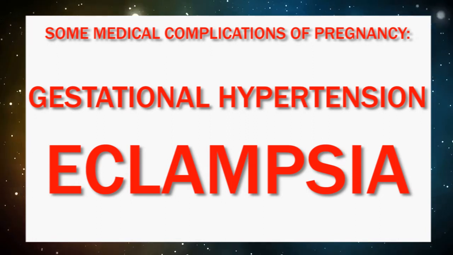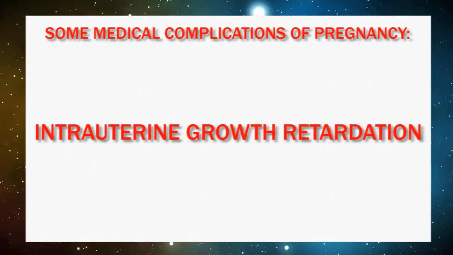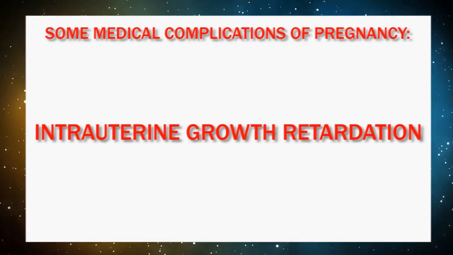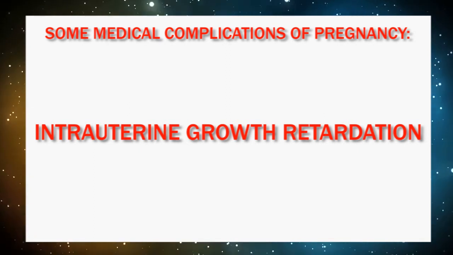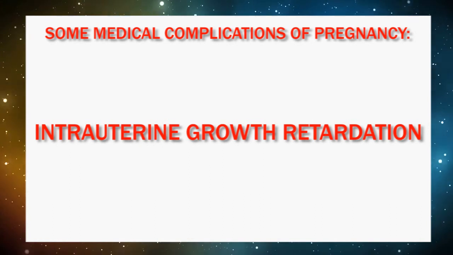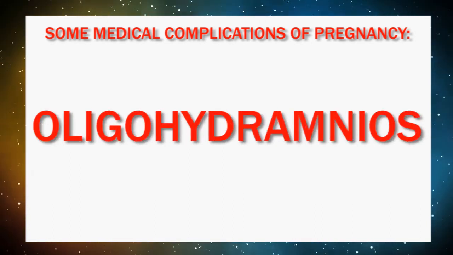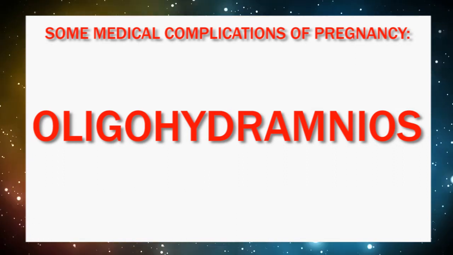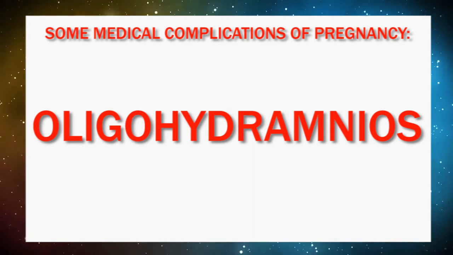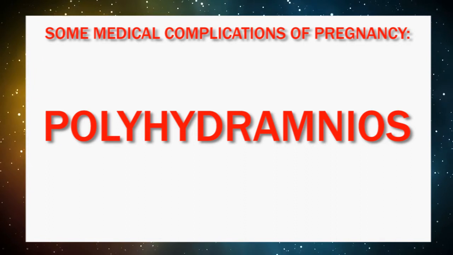Another complication is intrauterine growth retardation. Intrauterine growth retardation is diagnosed by a small baby bump and confirmed by ultrasound. It means that there's a failure to thrive. Then we have oligohydramnios. Oligohydramnios indicates that there's not enough amniotic fluid, as opposed to polyhydramnios, which is the excess of amniotic fluid.